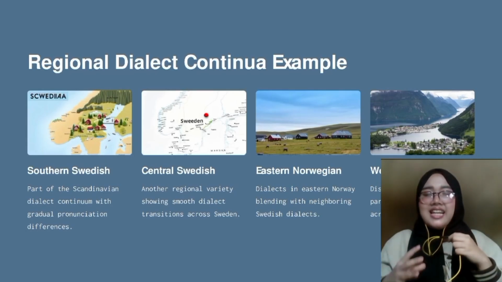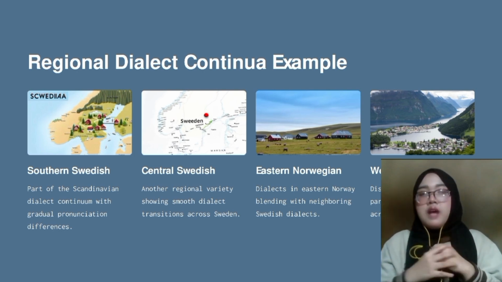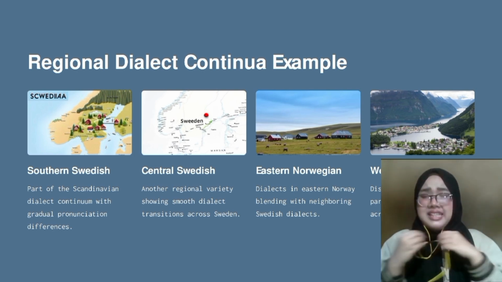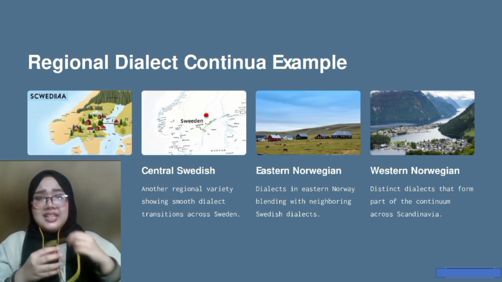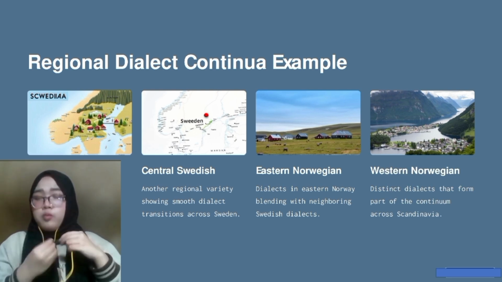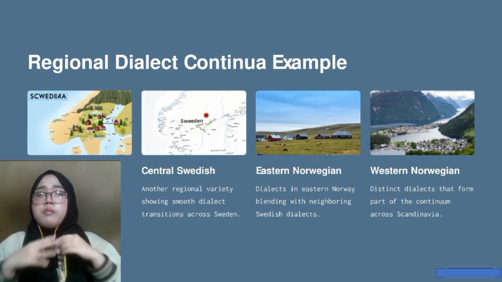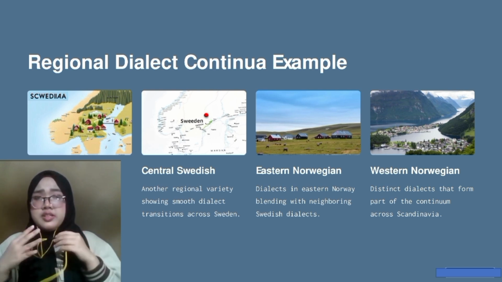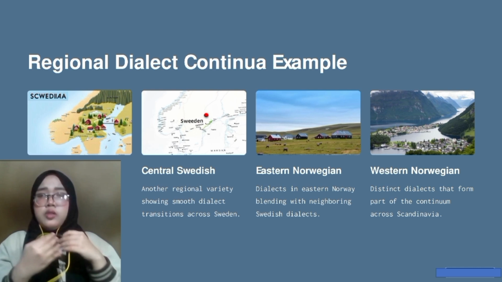We can see dialect continua in Scandinavia. For example, in southern and central Sweden, the dialects change little by little. In eastern Norway, the dialects mix with Swedish dialects. Western Norwegian dialects are different but still form part of the overall continuum. This shows that languages don't change suddenly across borders, they change gradually.